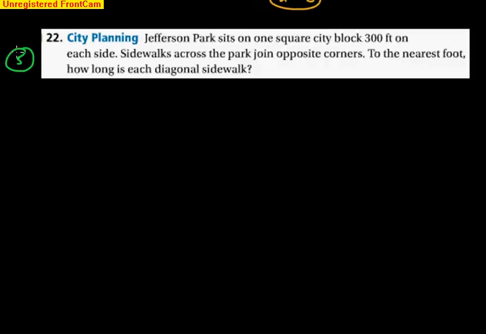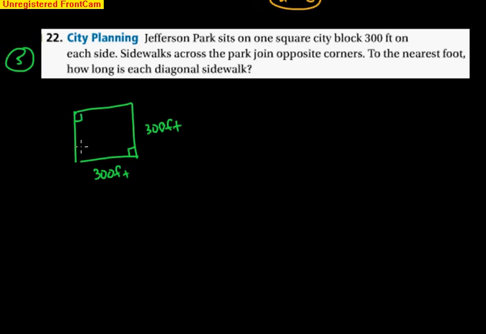Alright, this problem says you have Jefferson Park, which sits on one square block, 300 feet on each side. Sidewalks across the park join opposite corners. To the nearest foot, how long is each diagonal sidewalk? Well, we need to start with a square here. Right, this is the block. And there are 300 feet on each side of this block.